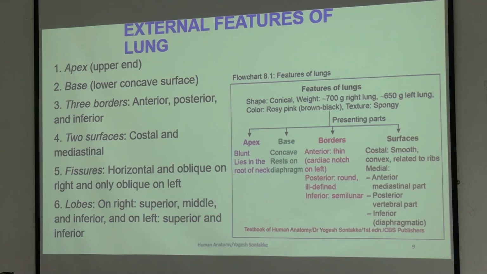Okay. Now you can see features of the lung: shape conical, weight 700 grams. It's a repetition again. Apex blunt, lies on the root of the neck; base concave, rests on the diaphragm; borders: anterior thin, cardiac notch on left, posterior round and ill-defined, inferior semilunar; surfaces: costal smooth, convex, related to ribs; medial with anterior mediastinal part, vertebral part, and inferior diaphragmatic part.